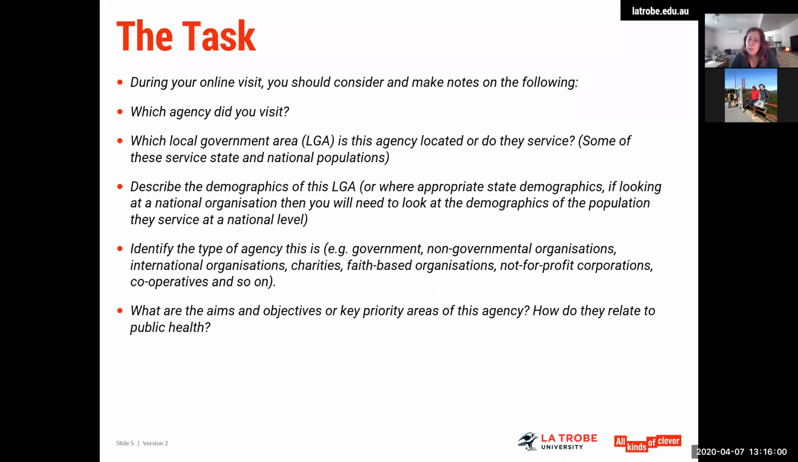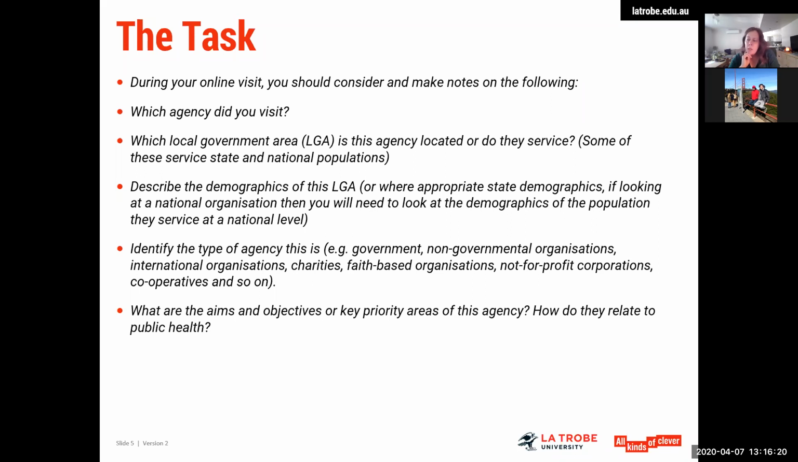So what's important is how does it relate to public health, because that's the level that we want to get you to. It's not just about being able to identify what the priority areas are, but how does that relate to public health? It's that application to public health principles that we're really interested in.